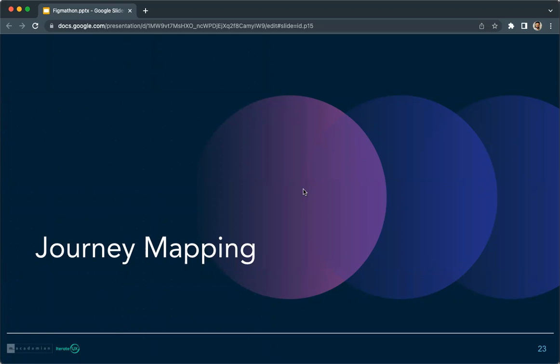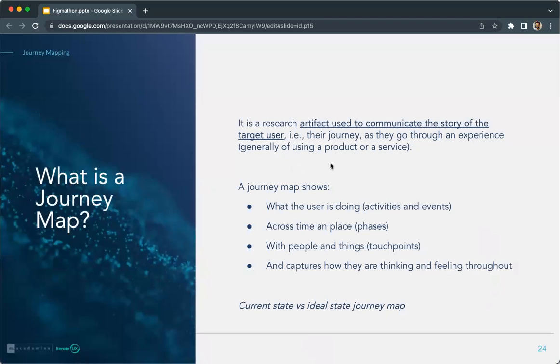So the other artifact that could be really useful for you during this hackathon is a journey map. And what is a journey map? A journey map is basically an artifact that's used to communicate the story of the target user, their journey as they're going through the experience of using a product or a service.